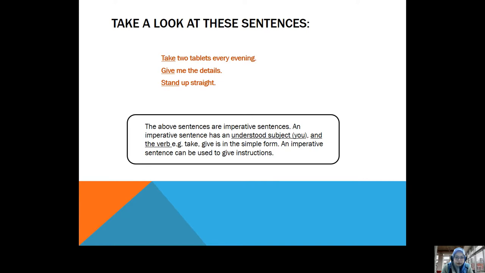The above sentences are imperative sentences. An imperative sentence has an understood subject. Okay. And the verb. For instruction, you don't need to include subject. Okay, subject tu siapa? You. Dia bila kita baca tu, it's automatically understood that you are the pelaku dia. Okay, so you tak payah pun nak tulis nama. You take 2 tablets every evening. No need. Okay, because it's understood the instruction for you to follow, to anyone who read this, to follow. Okay.